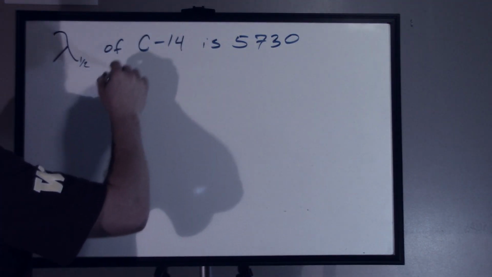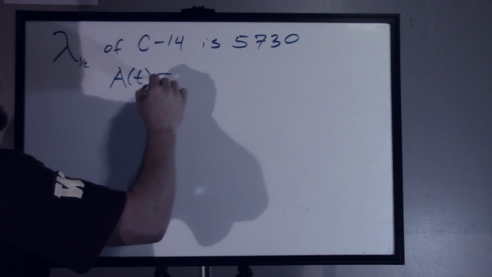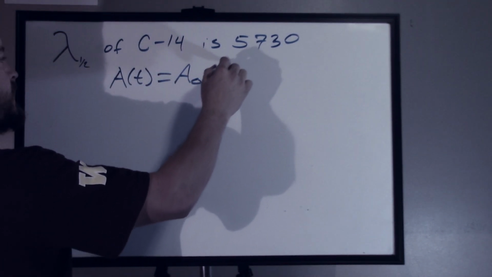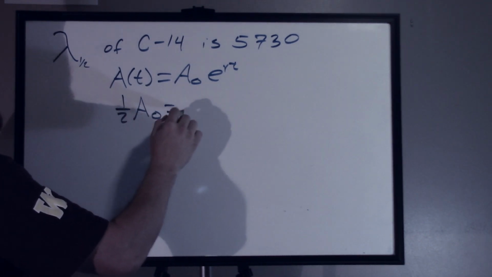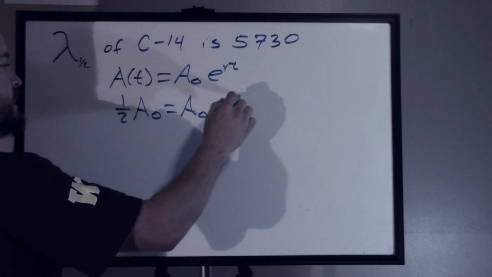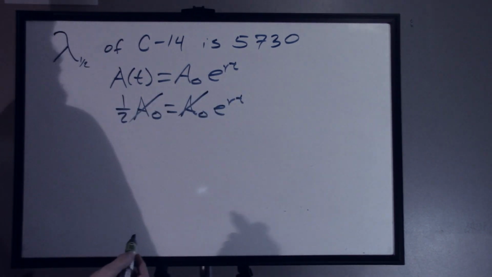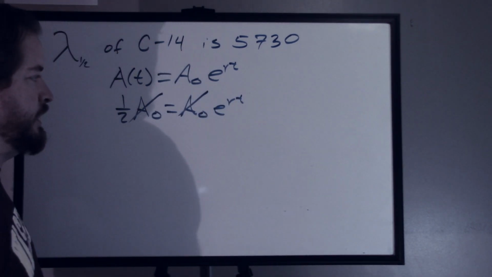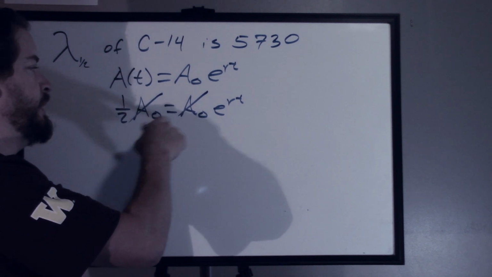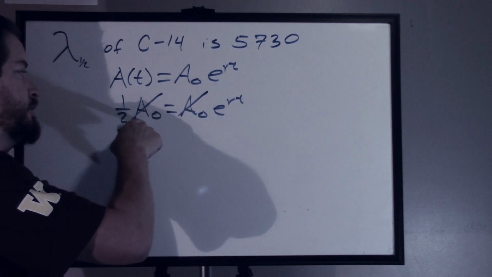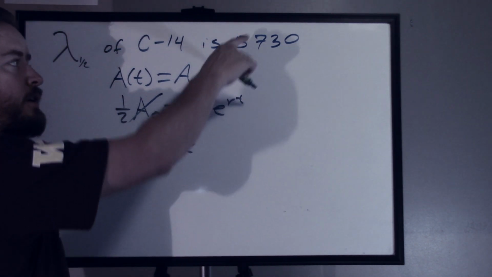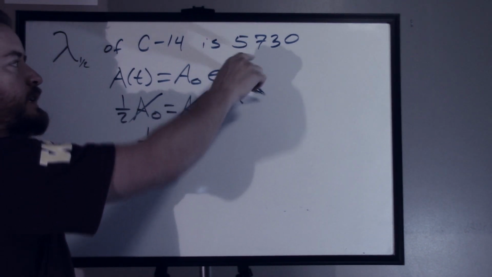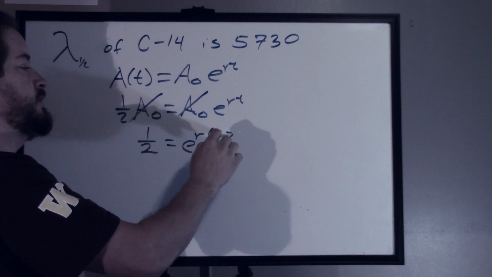Which is to say, the amount after time equals A naught e to the RT can be turned into 1/2 the initial amount is equal to that initial amount, e to the RT. And once again, that A naught just cancels out whenever you play with the half-life. Because that's half the initial amount, you would divide that over and just get a half anyway. So I get 1/2 equals e to the R, which I am looking for, and t, which is 5,730.